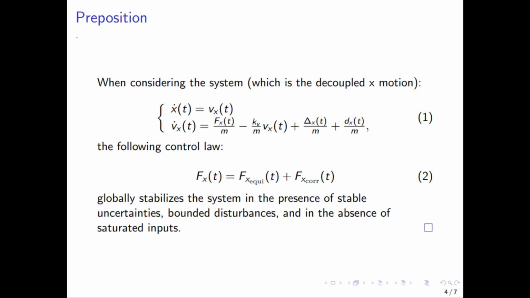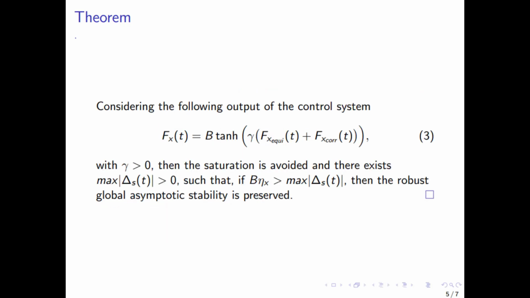When considering the given system, which is the decoupled X motion, the following sliding mode control law, which is broken down into 2 parts, 1 part equivalent and 1 part corrective, globally stabilizes the system in the presence of stable uncertainties, bounded disturbances, and in the absence of saturated inputs. However, this breaks down in the presence of saturated inputs. Therefore, we are able to use the theorem, which is proven in the text, in order to avoid saturation and to maintain the robust global asymptotic stability.